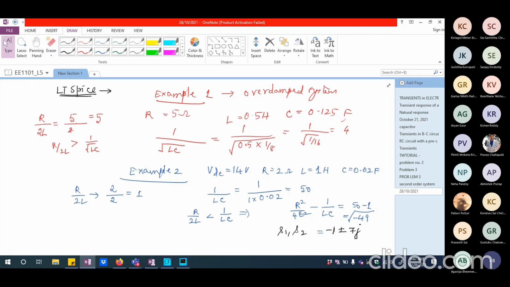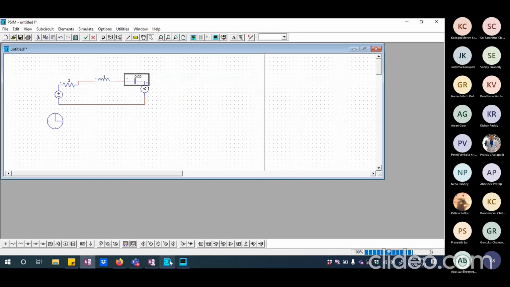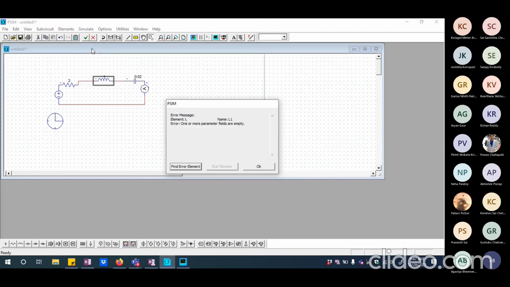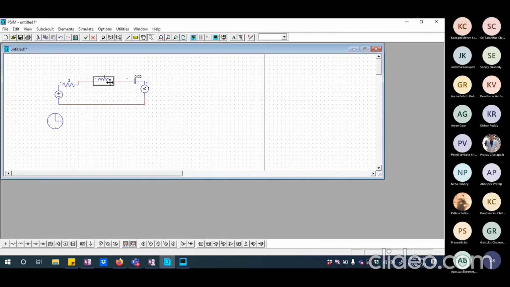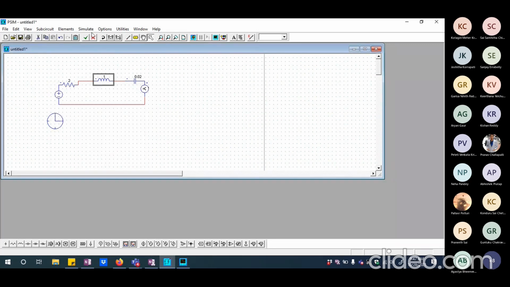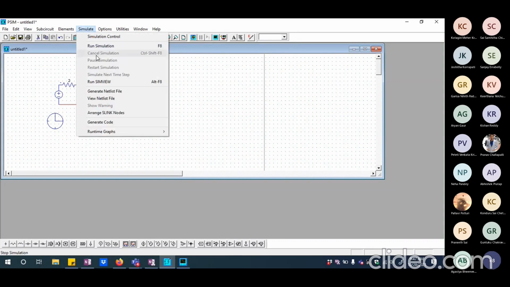So let us try to see what happens when I try to simulate this. This is 2 ohm, 1 Henry and 0.02 Farad. So let me try to simulate this. One or more fields are empty. Did I not give the value as 1 Henry? Let me see. I have given this to be 1 Henry. Okay, so initial current I didn't give anything. That is the reason why it is complaining. So let me try to simulate this.